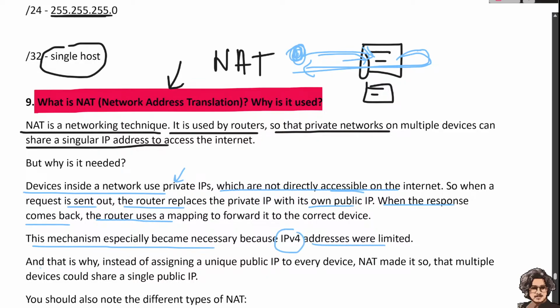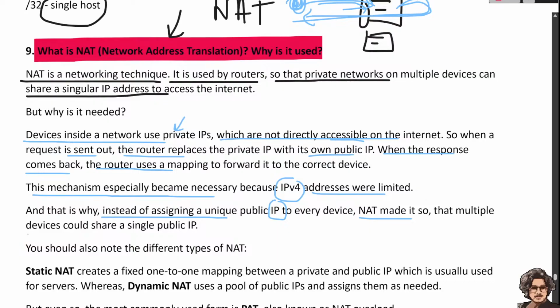Okay, and that is why instead of assigning a unique public IP to every device, NAT is made so that multiple devices could share a single IP. We should also note the different types of NAT. Instead of assigning a unique IP, NAT made it so that multiple devices share the single IP address.